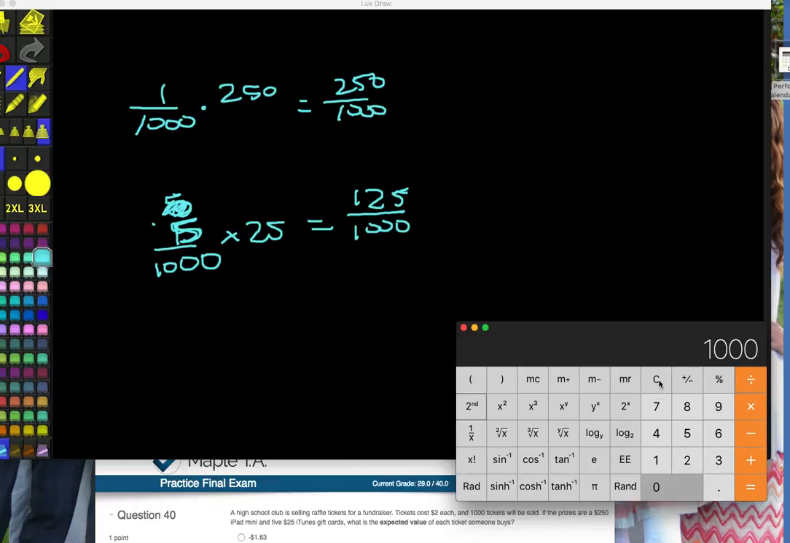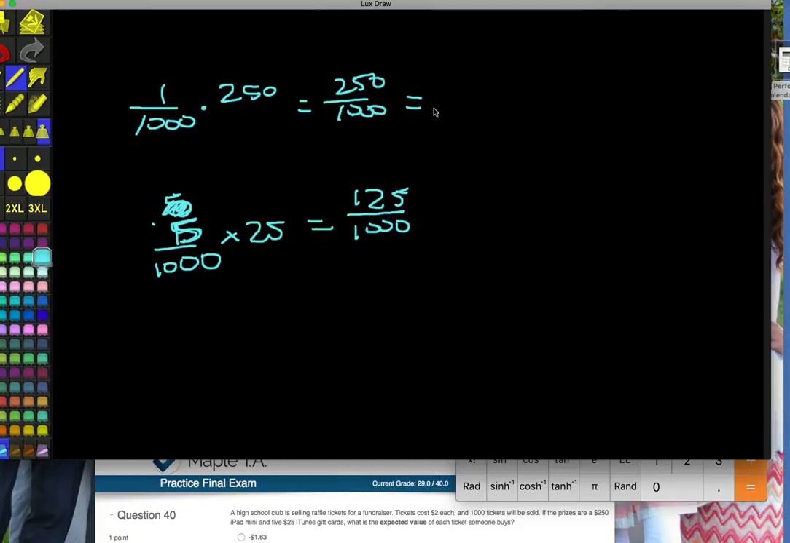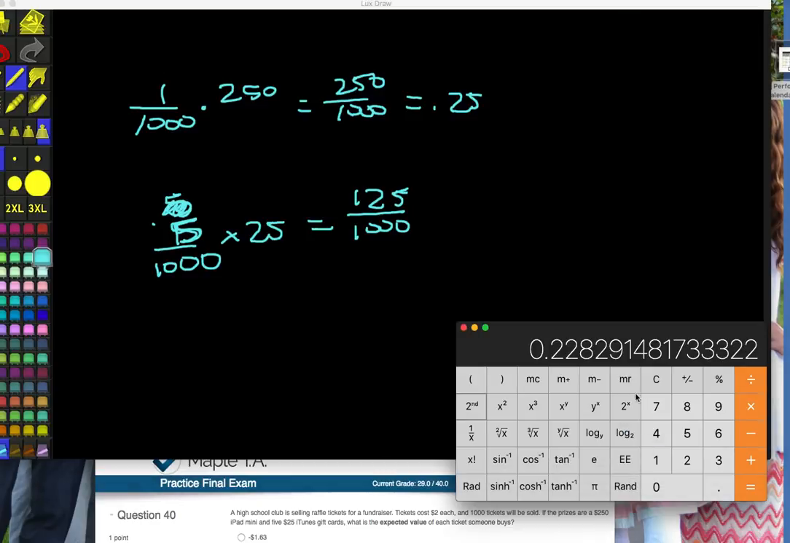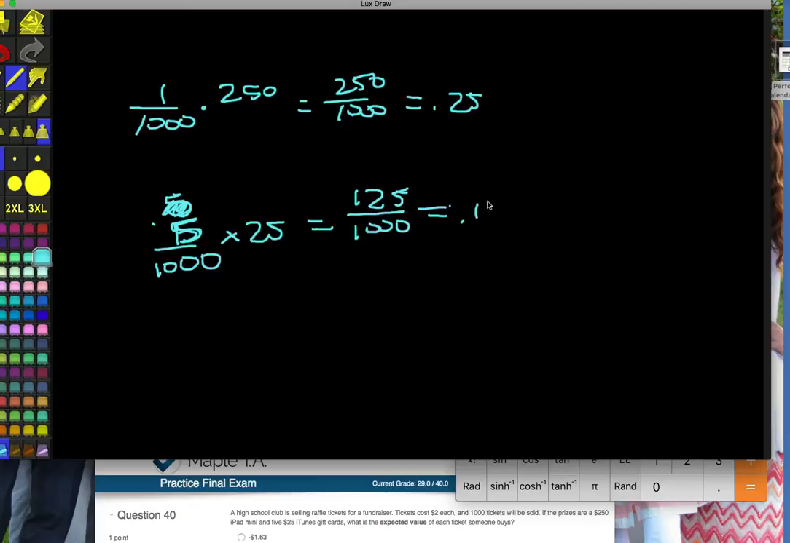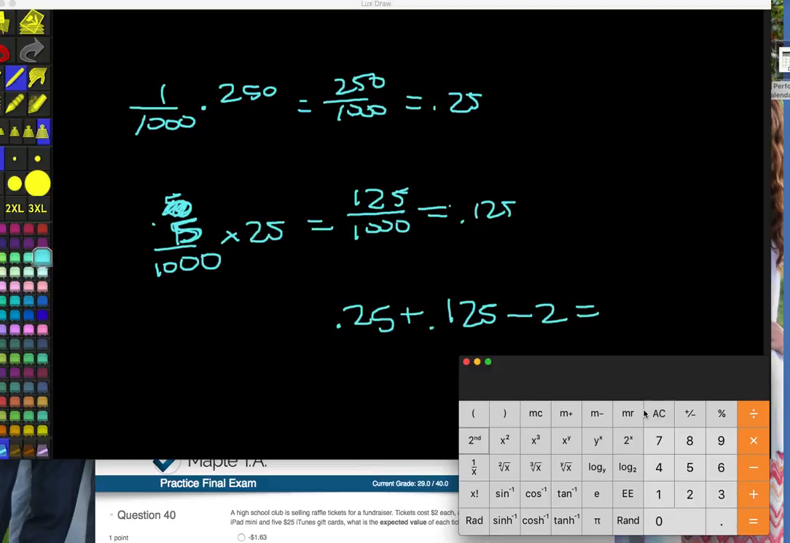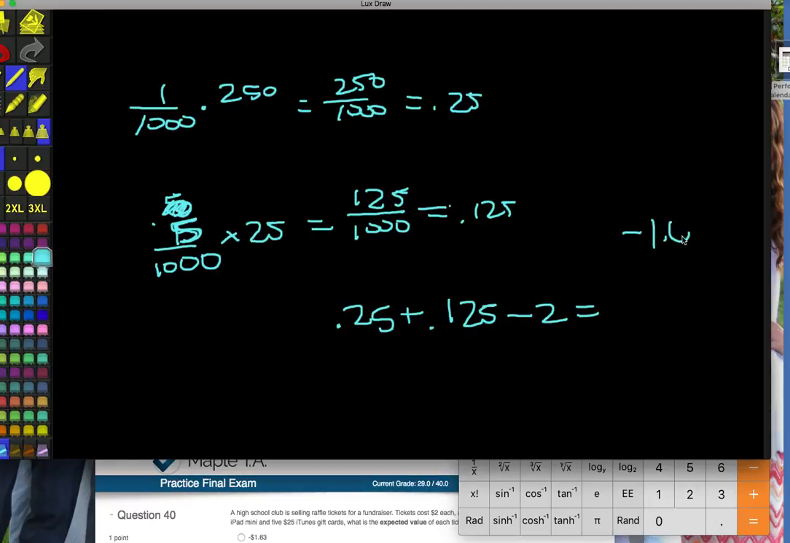I'm going to go 250 divided by 1,000 and I get 0.25. That means that one's worth 25 cents, right? And then I'm going to get 125 divided by 1,000, and I'm going to get 0.125. I'm going to add those together. I'm going to get 25 cents plus 12.5 cents, right? And then I'm going to add in, well, it's really subtracting because this would be money that I would be earning, but I spent $2 to get that. So I'm going to subtract the $2, and when I add them all together, I get 0.25 plus 0.125 minus 2. I have a negative value, negative 1.63.